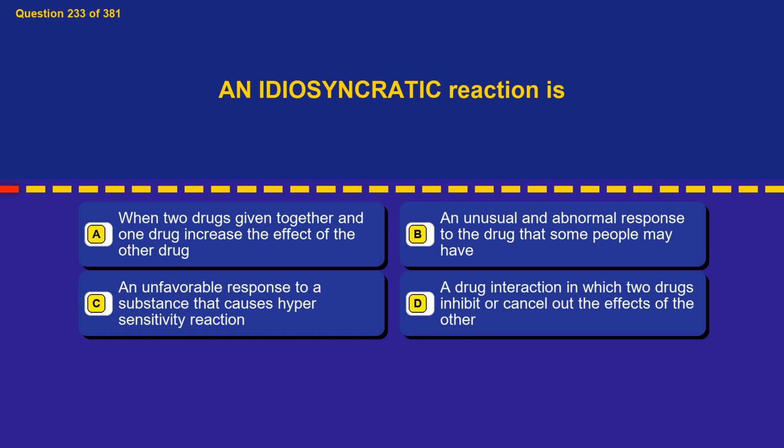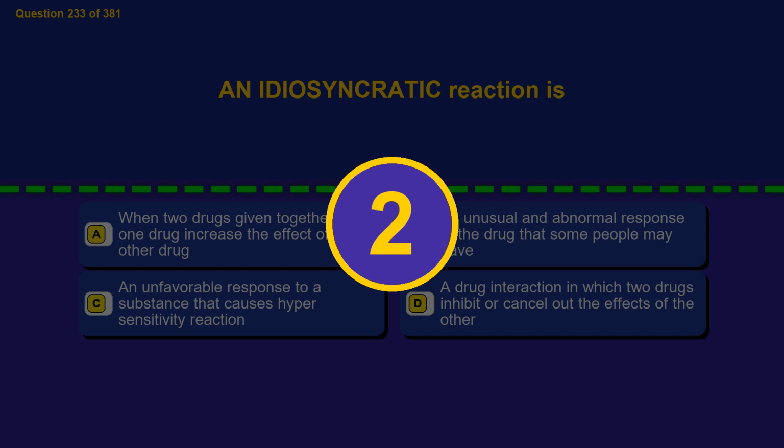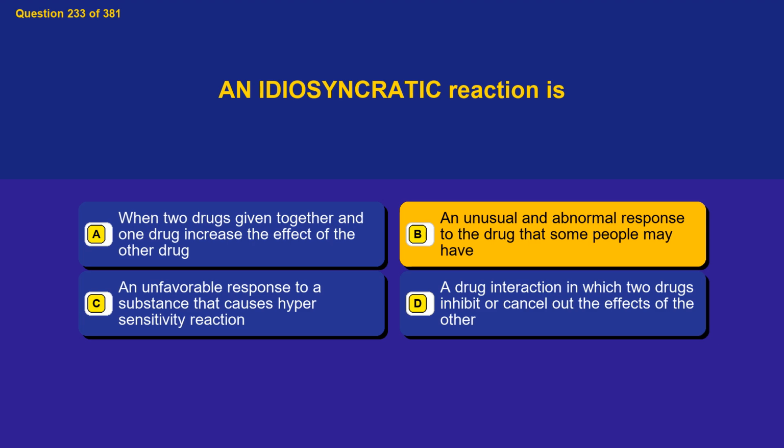Question 233. An idiosyncratic reaction is: option A, when two drugs given together and one drug increases the effect of the other drug. Option B, an unusual and abnormal response to the drug that some people may have. Option C, an unfavorable response to a substance that causes hypersensitivity reaction. Option D, a drug interaction in which two drugs inhibit or cancel out the effects of the other. The correct answer is option B, an unusual and abnormal response to the drug that some people may have.